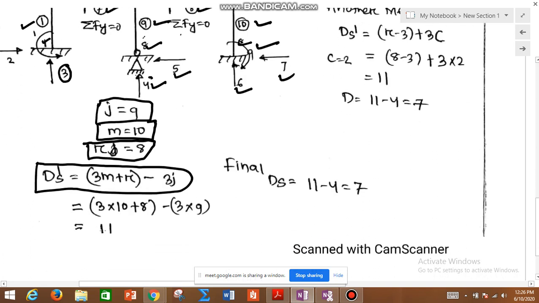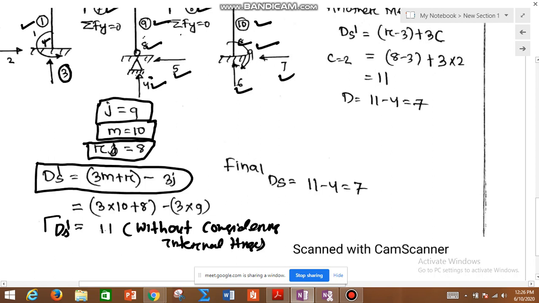So now if you use the formula 3m plus r minus 3j, directly we are not considering the internal hinge. So here, without considering the internal hinge, we are finding DS dash as 11. DS dash means we have not considered the internal hinge.